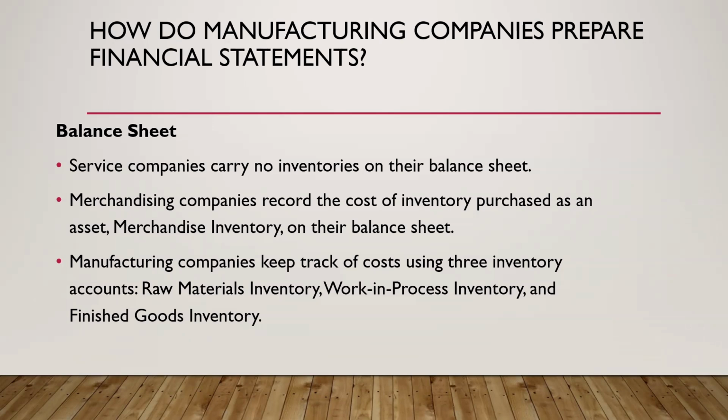And what you learned earlier is that manufacturing companies keep track of costs using those 3 inventory accounts, which are the raw materials inventory, the work in process inventory, and the finished goods inventory. On a manufacturing company's balance sheet, the 3 inventory accounts will be listed in the asset section.